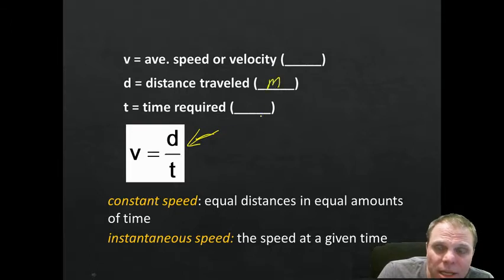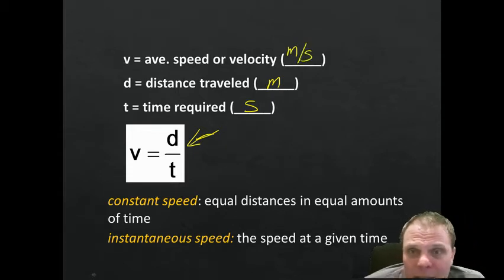Distance is traveled in meters and time is in seconds in the metric system. And so our SI unit for speed is meters per second. Velocity would also be meters per second, but we'd include a direction. Now remember, there's a difference between constant speed and instantaneous speed.